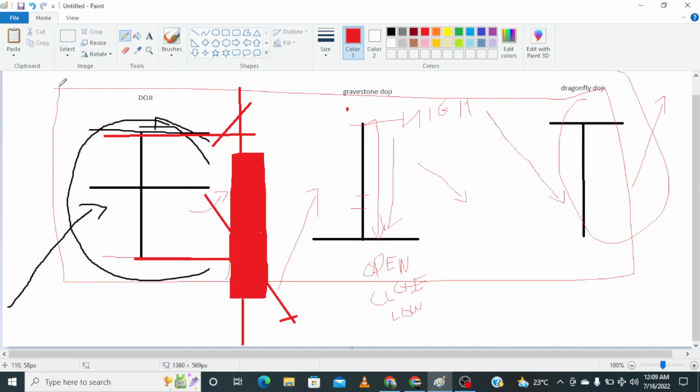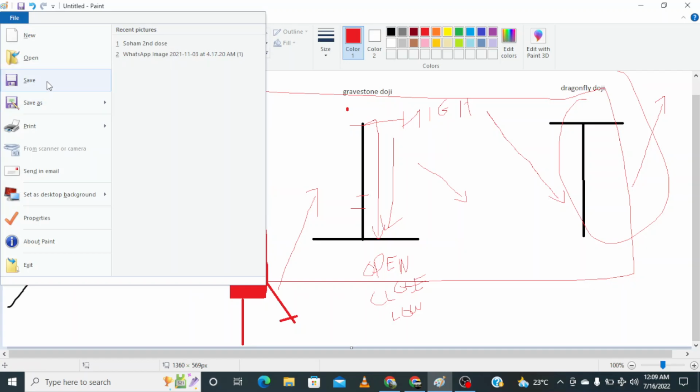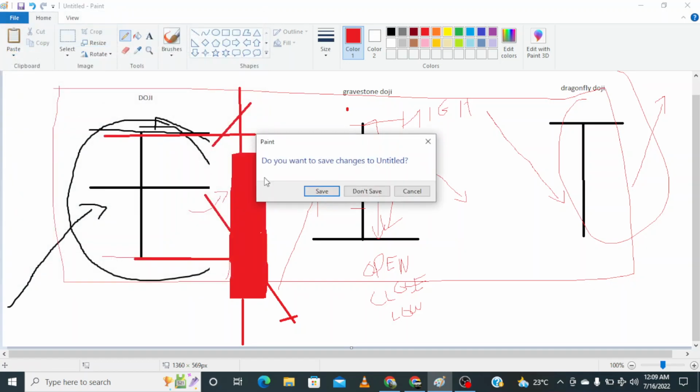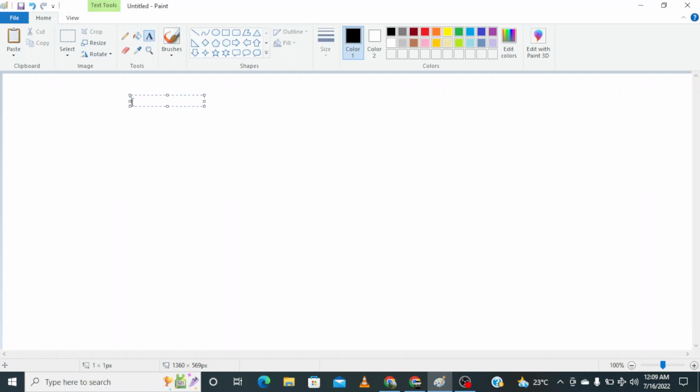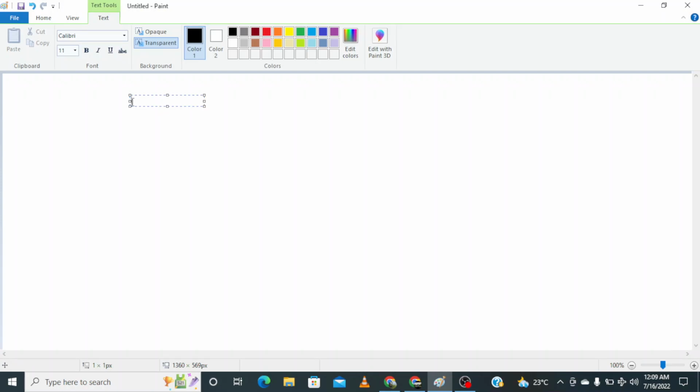I mean, the candlestick patterns are not complicated. What is complicated, I'll be telling you later on. But for now, if you're seriously trying to learn, it's better if you take a book or something and make proper notes of this. Okay, the next one is the bullish engulfing, and the bearish engulfing.